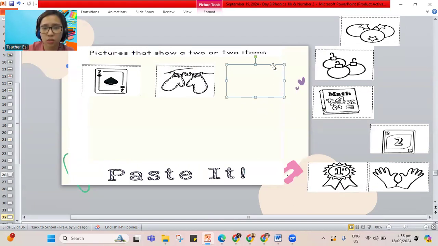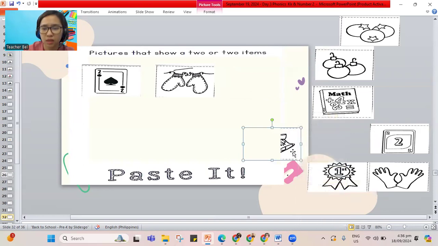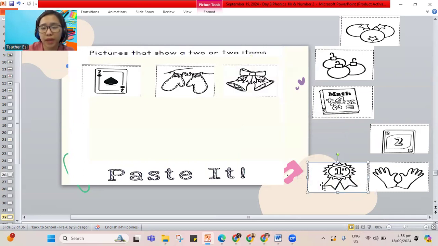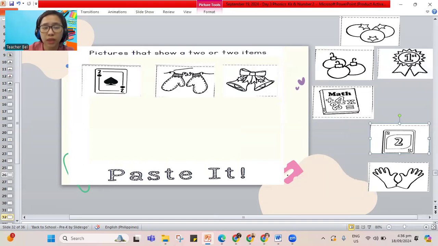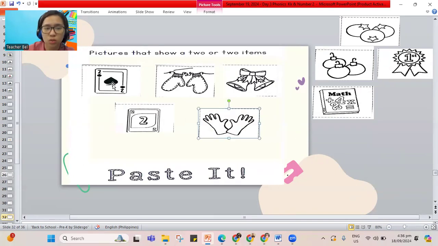See what happened to this one. I think this should show up. Let me fix it. Okay, here we have our bell. There's 2 of them. How about the prize here? No, that is for first place. That's not 2. How about the deck of cards? Yes, that is 2. And the gloves, when you clean, you will need 2 gloves. So this one too. So we have number 2 for the Uno card, for the mittens, for your bell, and for the gloves.